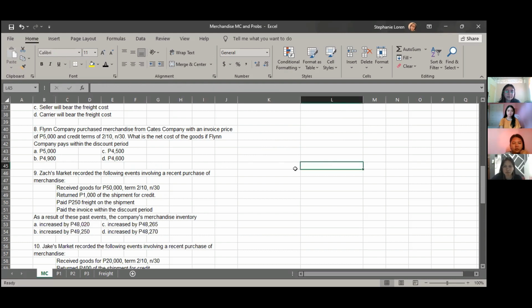Number 8. Flynn Company purchased merchandise. Computation na pala to. Okay, so, Flynn Company purchased merchandise from Kate's company with an invoice price of 5,000 pesos and credit terms 2/10, n/30. What is the net cost of the goods if Flynn Company pays within the discount period? So, take advantage na dyan yung discount period. So, letter A is 5,000. Letter B, 4,900. Letter C, 4,500. Or letter D, 4,600 pesos. You can start dropping your answers na sa chat box.